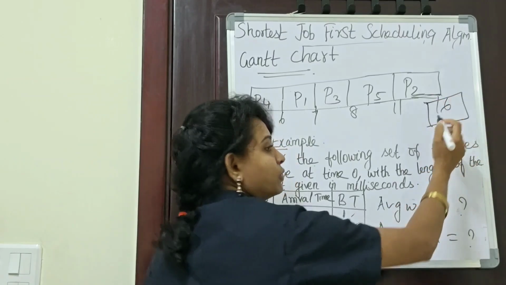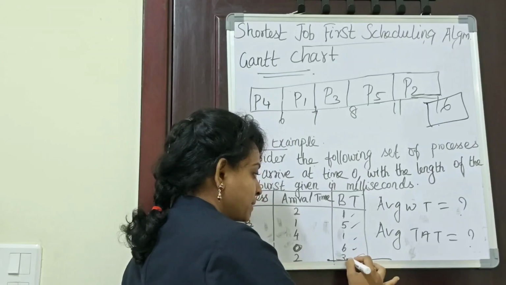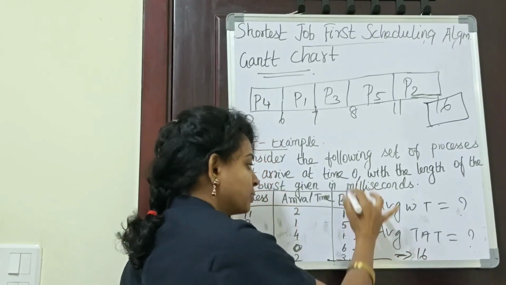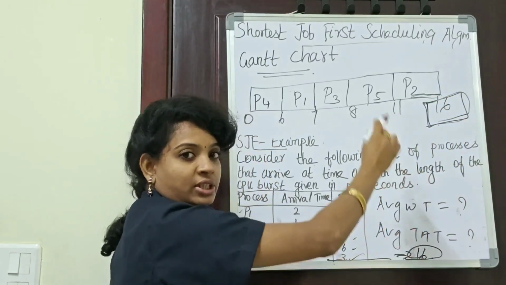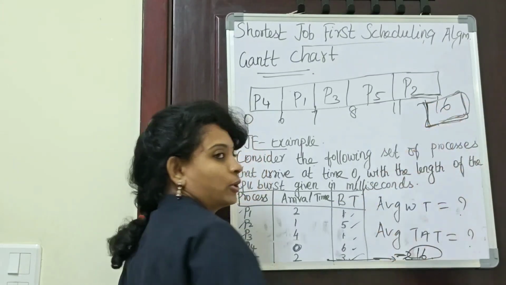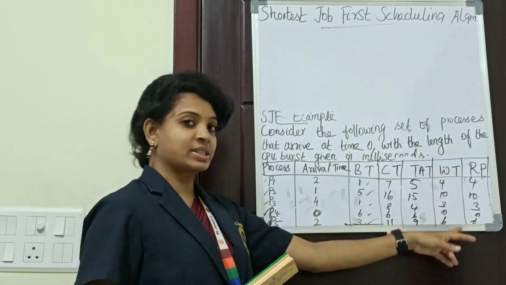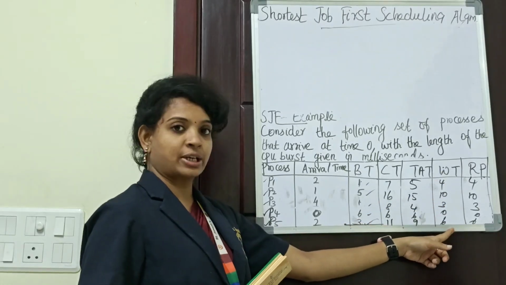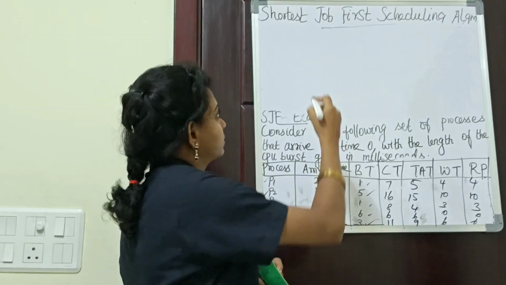When we add up the burst times, 6 plus 3 plus 1 plus 1 plus 5, we get 16. So the burst time total will be equal to this value. Now we have to calculate the average waiting time and the average turnaround time. How do you calculate the average waiting time? You add all these values and divide by 5.